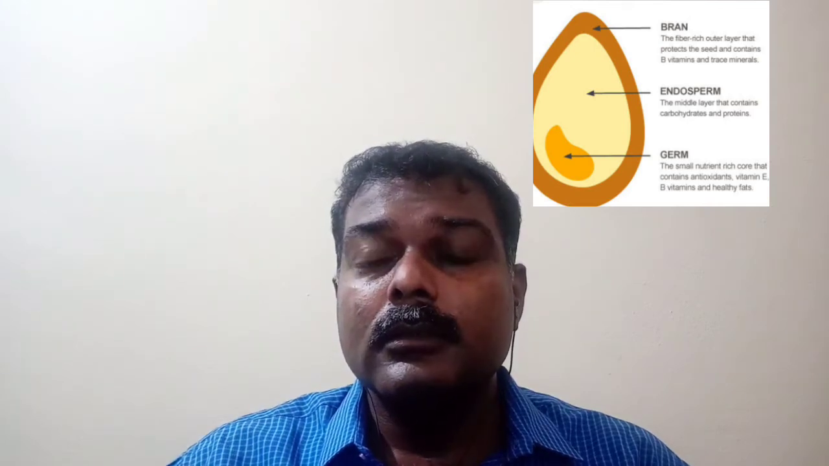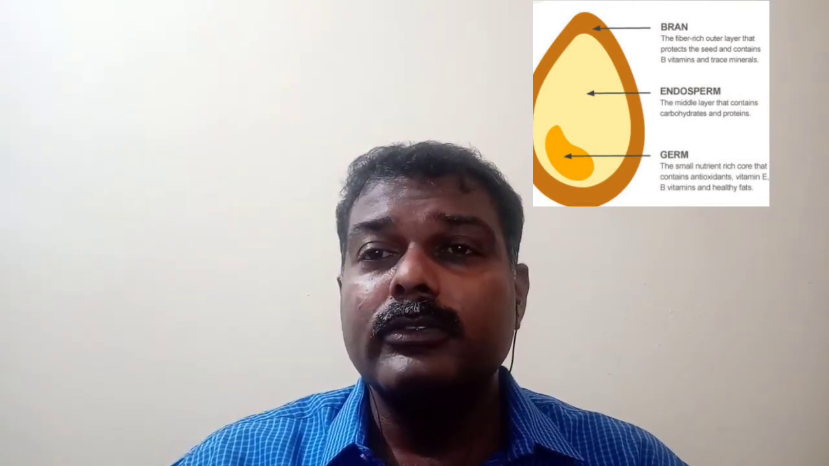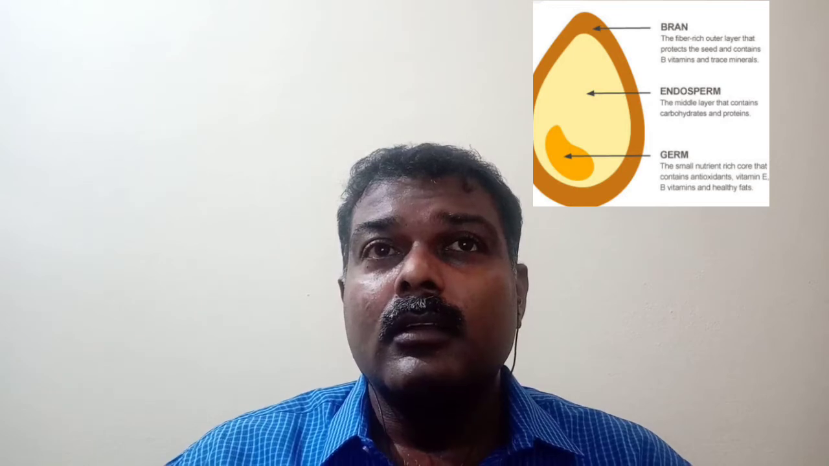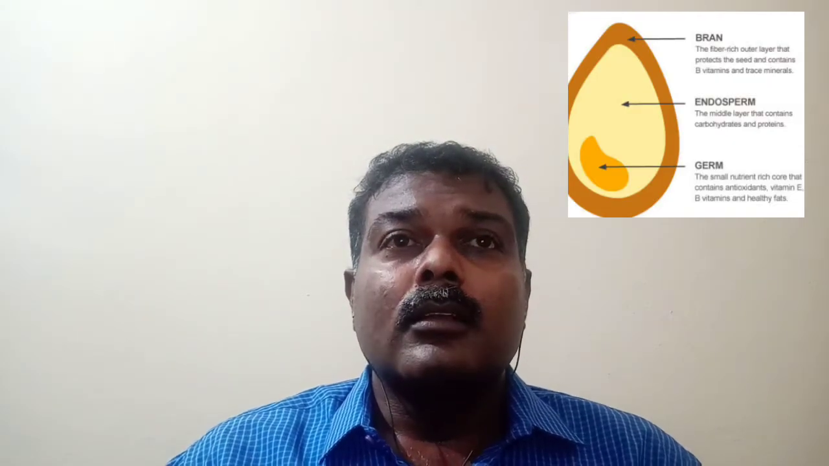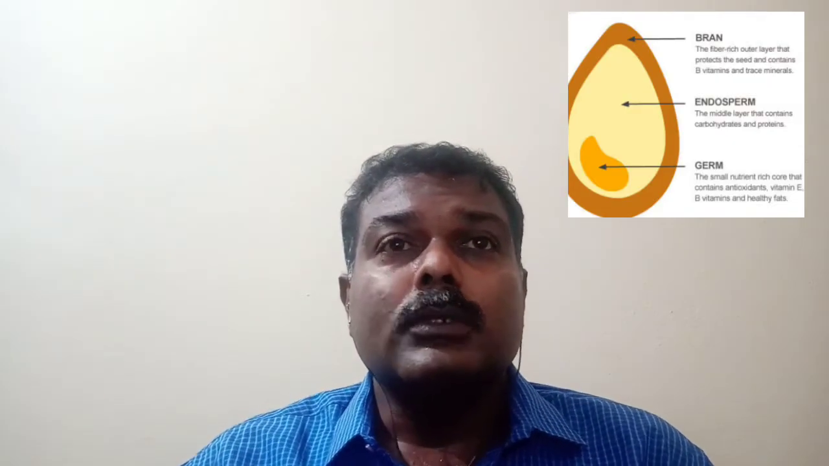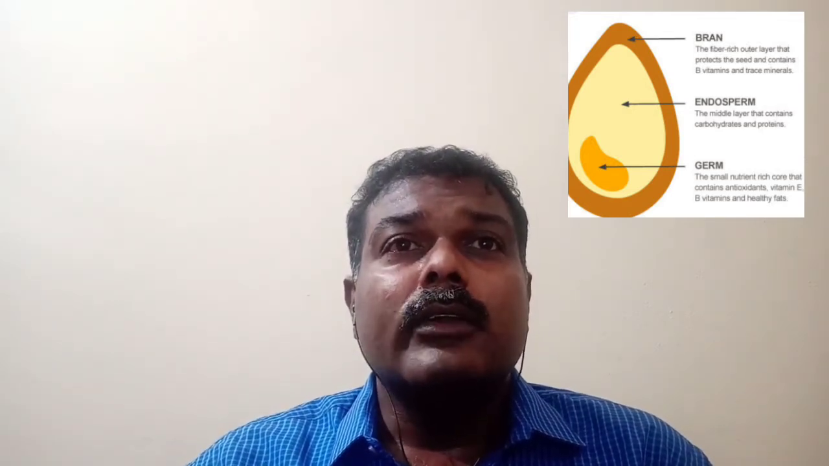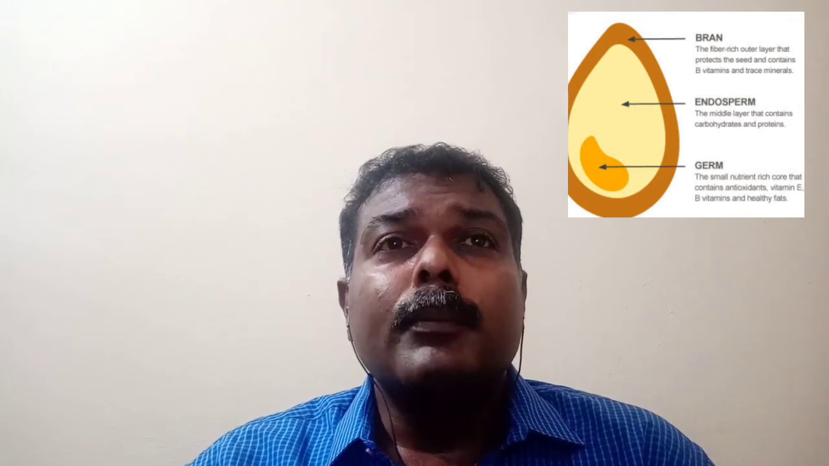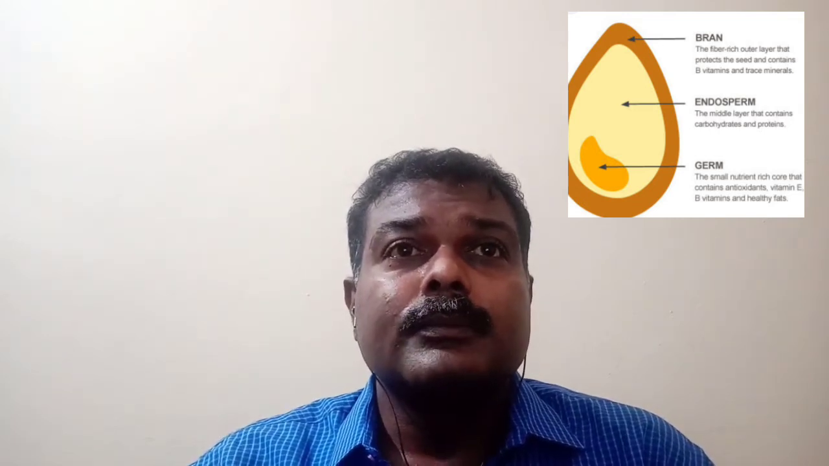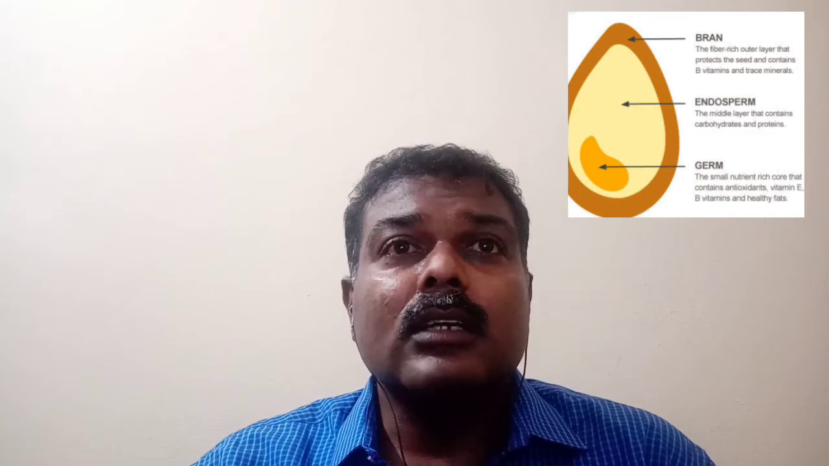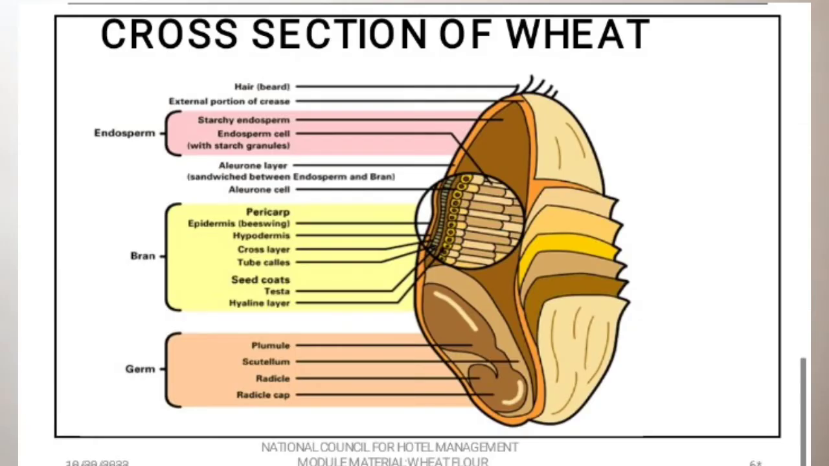As I told you earlier, there are three major parts of wheat. Above that, at the apex of the wheat kernel, you can see a hairy structure that is called the beard of the wheat. Then the other part is endosperm. Endosperm is the starch, or you can call it the floury portion of the wheat kernel. It is filled with the starch granules. And bran.